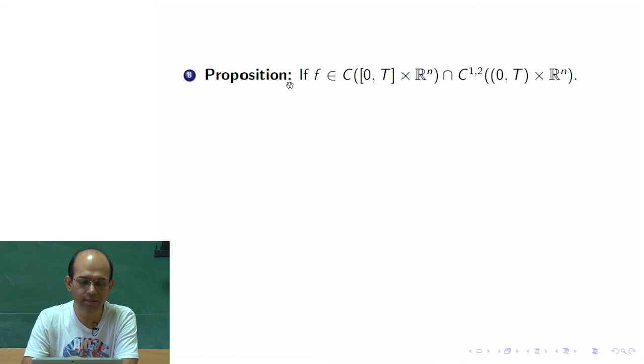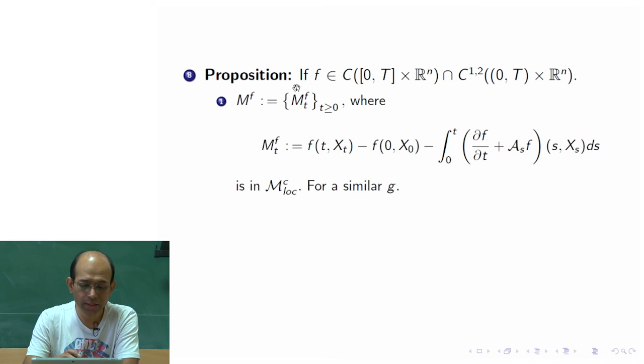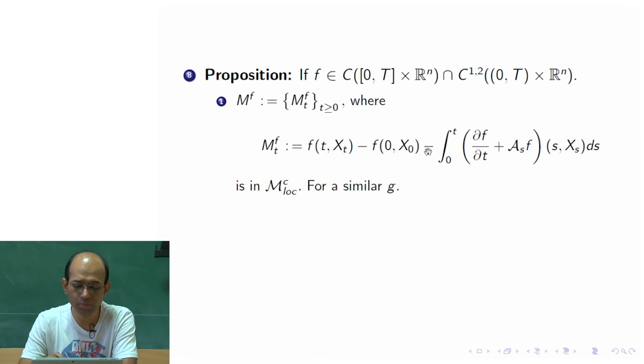So, the result starts here. If f is a continuous function on 0 to capital T times R^n, and it is twice continuously differentiable in the space variable and once continuously differentiable in the time variable, then with this f I define another process M^f, this is just a notation. It is defined at time t as f(t, X_t) minus f(0, X_0) minus the integral from 0 to t of (∂f/∂t + A_s f)(s, X_s) ds.